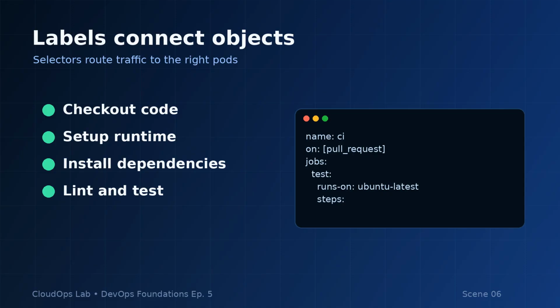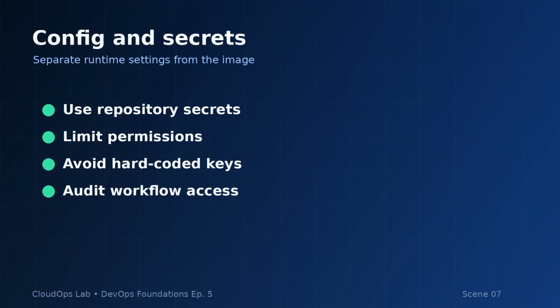Now, let us connect Kubernetes to CI/CD. Your pipeline still starts the same way. It tests the code, it builds a Docker image, it tags the image, it pushes the image to a registry. Then, instead of manually logging in and changing things, the pipeline updates the Kubernetes deployment to use the new image tag. Kubernetes performs the rollout. If the new pods become healthy, the rollout continues. If they fail, the rollout can stop or be rolled back depending on your setup.